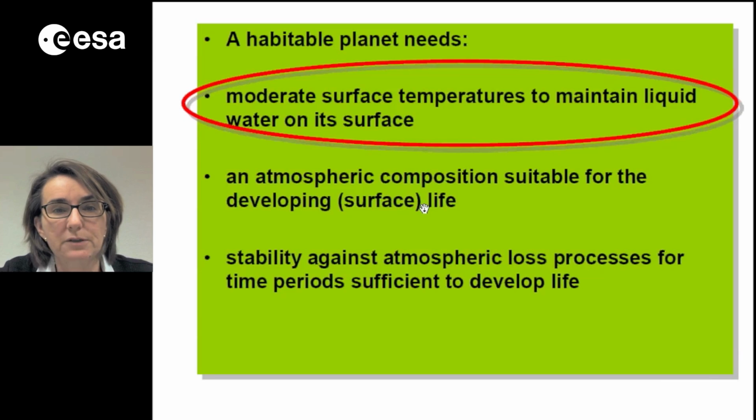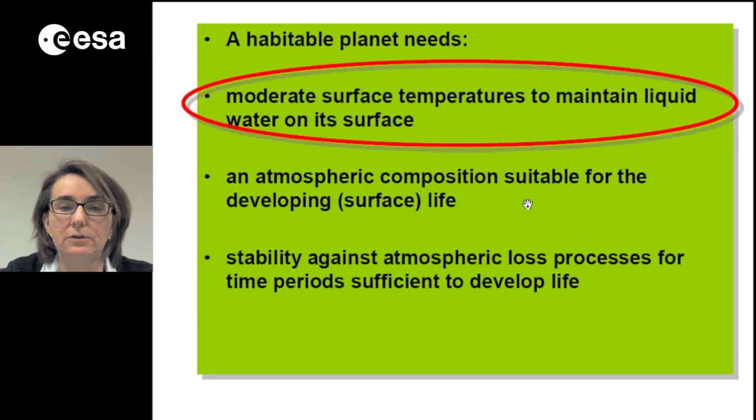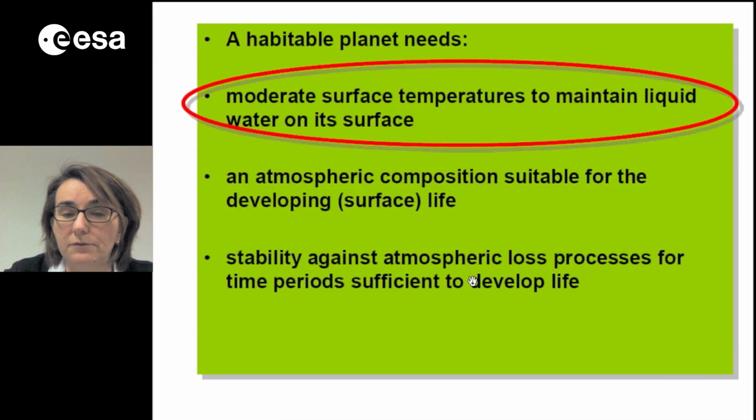It also needs an atmosphere to maintain the surface temperatures, an atmosphere whose composition is suitable for life. And it must keep the atmosphere for sufficiently long time periods to develop life. The reason why the Moon has not developed life is very simple. It has never been able to develop an atmosphere and maintain it. It's far too small, it has too low gravity.